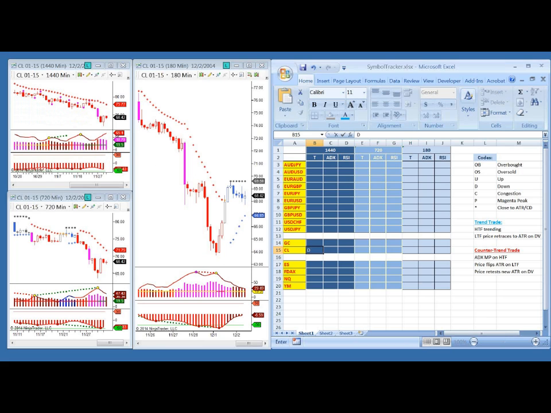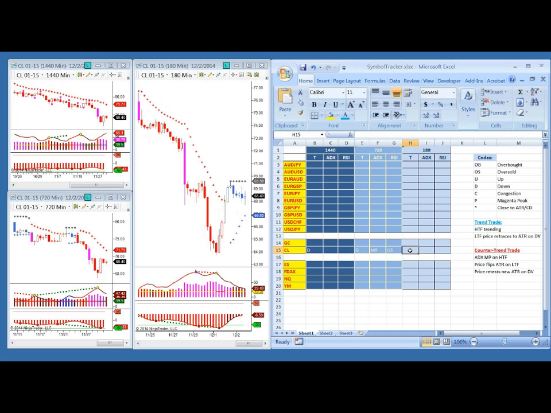Okay, down to the 720. It's in a downtrend, and we have a magenta peak. Is it close to an ATR? No. Is the RSI oversold? Yes, it's oversold. Okay, let's go to the 180.